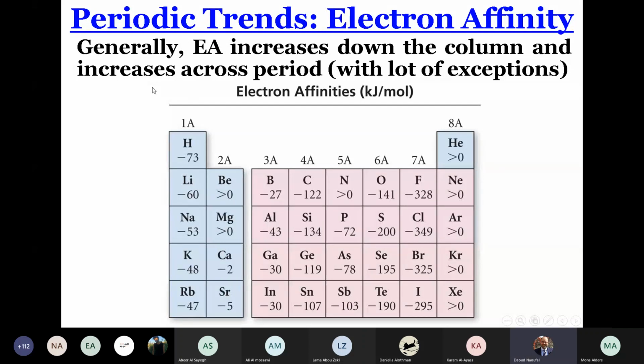What is the trend of the electron affinity in the periodic table? The electron affinity increases down the column, so from up to down, and increases across the period with a lot of exceptions. Okay, so we have a lot of exceptions. We will consider only the general trend.